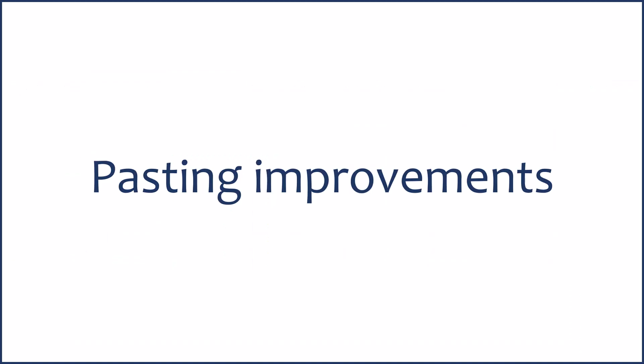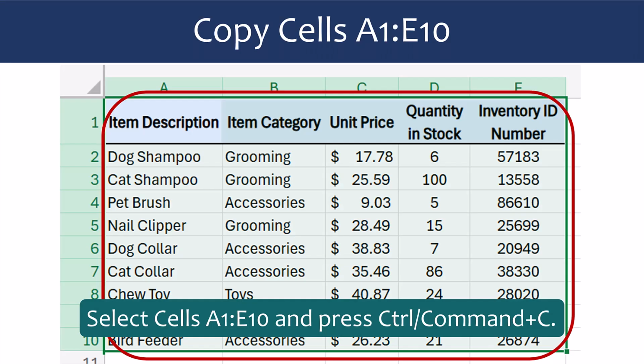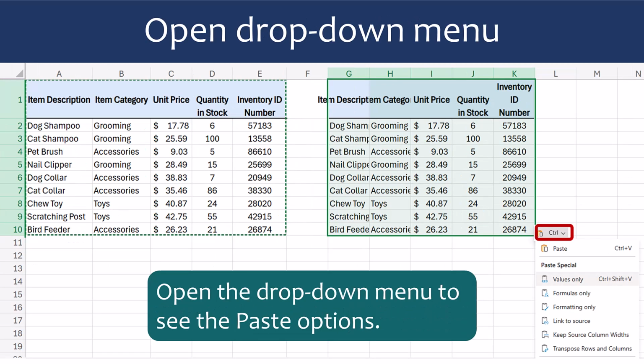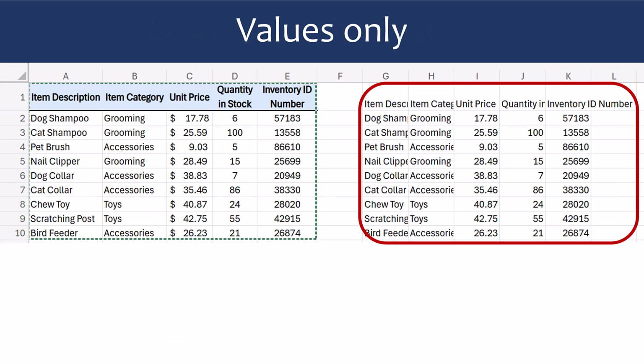Excel for Web also now has pasting improvements. Excel for the Web has improved the paste options. In worksheet W08, select cells A1 to E10 and press Ctrl+Command+C. Click in cell G1 and press Ctrl+Command+V to paste. Open the drop-down menu to see the paste options. In this example, we will click Values Only, but we have a number of choices here that are new to Excel for the web. And our data has been pasted with Values Only.